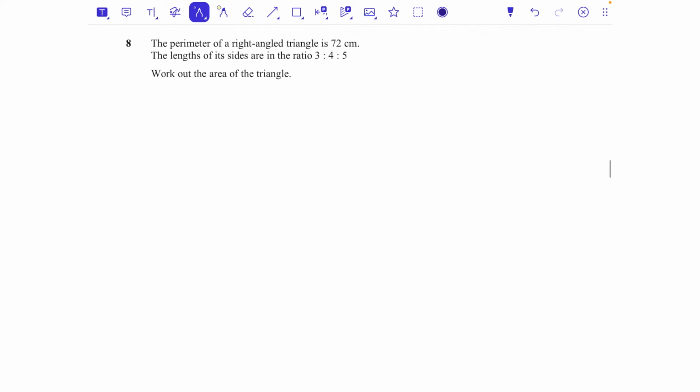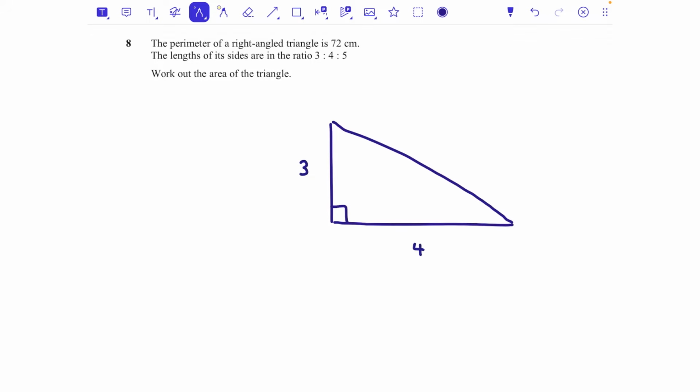Question number 8. The perimeter of a right-angled triangle is 72. The lengths of its sides are in the ratio 3, 4, 5. So I always like to do a little sketch if I can, just helps me to visualise it. So I've got a right-angled triangle, and I know that the sides are in the ratio 3 to 4 to 5. Now with 3 to 4 to 5, I don't know which one the 3 and the 4 is. I can just put the 3 here and the 4 here. But this one has to be the 5. That has to be the longest side because it's the hypotenuse.